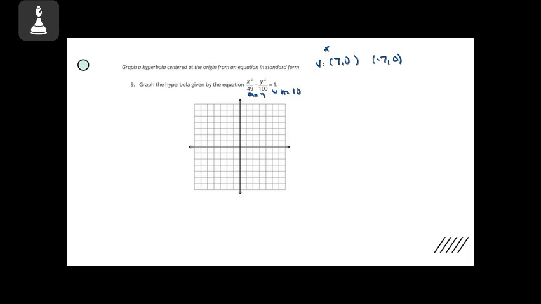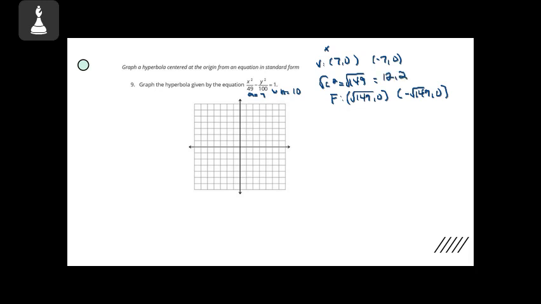So let's find c so we can find our foci. So c squared equals 49 plus 100, or 149. So what I'm going to do at this point is I just need to know the decimal version to know where this is. So c is going to be the square root of 149, which means our foci are the square root of 149, comma 0, and negative root 149, 0. And the square root of 149 is about 12.2.